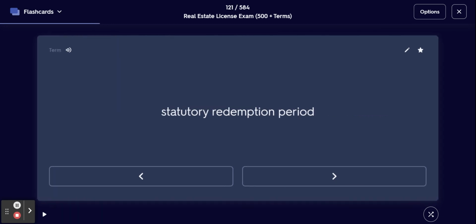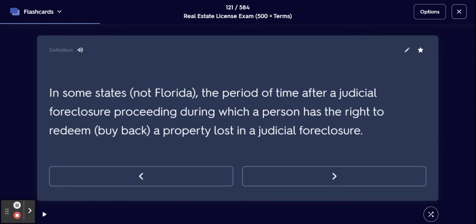Statutory redemption period. In some states, the period of time after a judicial foreclosure proceeding during which a person has the right to redeem a property lost in a judicial foreclosure.